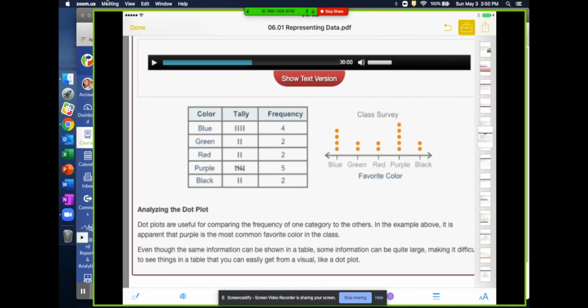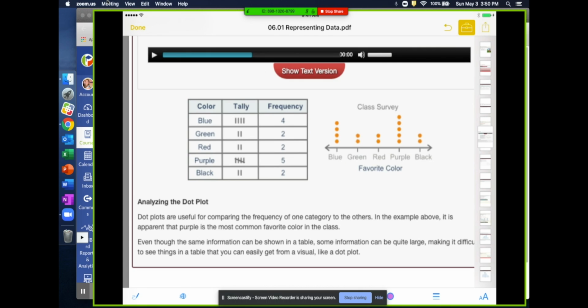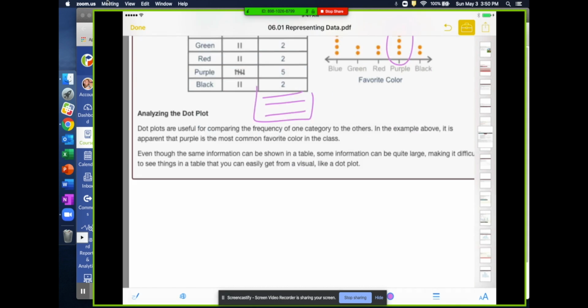Now for our next example here, for the dot plot, you'll see that in the table where it says color, tally, frequency, and then the dot plot, they show the same information, but it's actually a lot easier to see in the dot plot which one is the highest. I might have to count between blue and purple, but I can very quickly see that purple has the highest amount. Especially if this table is larger and there are a lot more numbers, it's very easy to see in a dot plot which one's going to be the highest. I just look for the largest frequency, which would be purple.